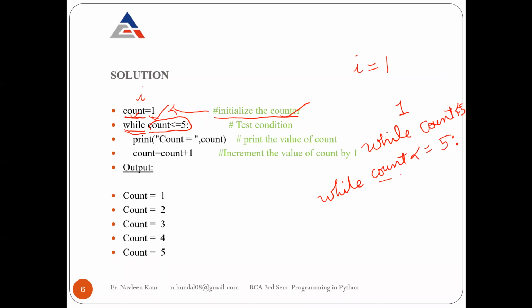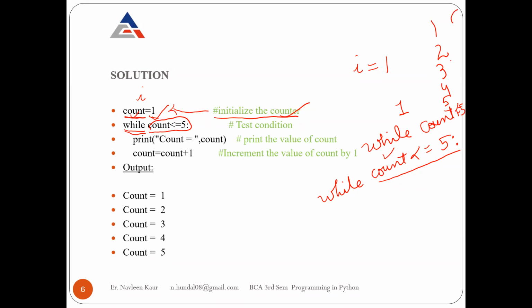What is the meaning of this? It means that I have to repeat things only and only until the count is still less than or equals to 5. It means I will print if the count is 1, because 1 is less than 5. I will print when the count is 2. I will print when the count is 3, because 3 is also less than 5. I will print 4 because 4 is also less than equals to 5. I will print 5 because 5 is also less than equals to 5.